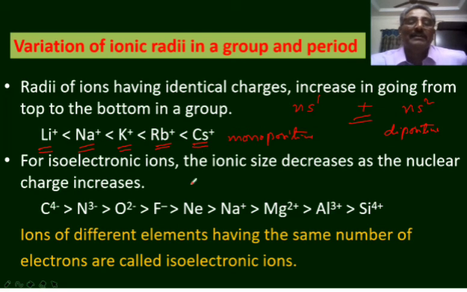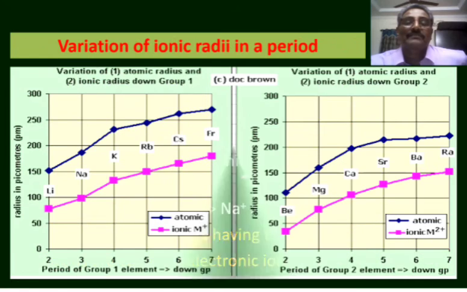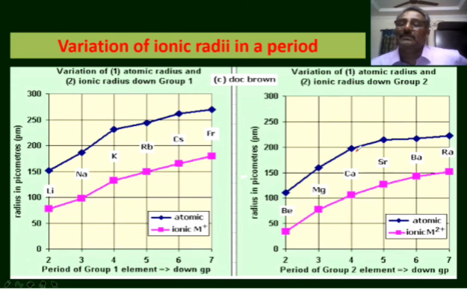This can be observed in this curve. Earlier we observed that the green colored line represents the variation of atomic radii, whereas the red colored line represents the variation of ionic radii. In the first group, these are the ionic radii. The variation of atomic radii and ionic radii are in the same manner. In the second group also, they are in the same manner.